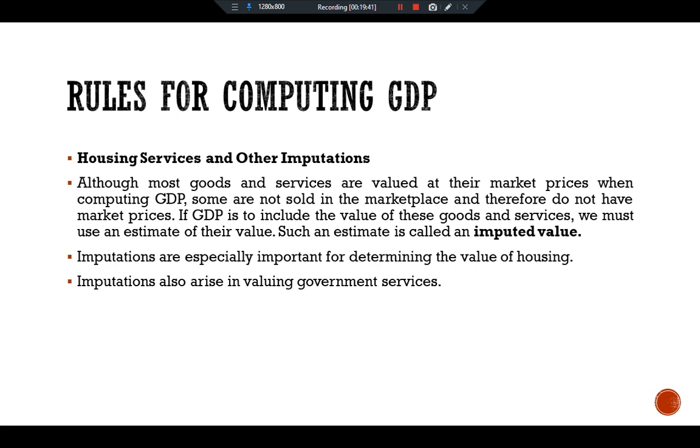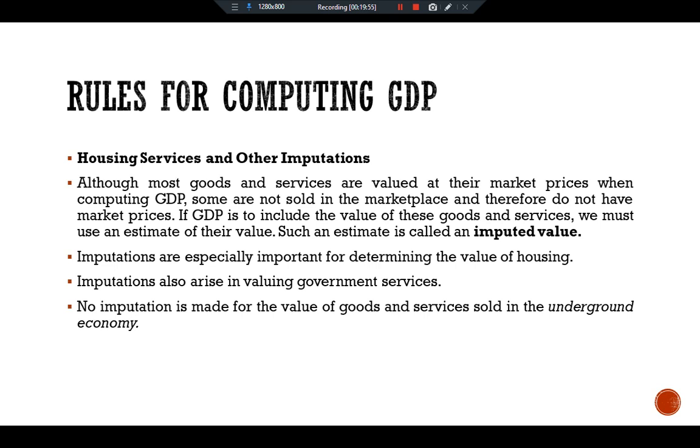For example, meals cooked at home are similar to meals cooked at restaurants, yet the value added in meals at home is left out of GDP. Also, no imputation is made for the value of goods and services sold in the underground economy or black market. The underground economy is the part of the economy that people hide from the government, either because they wish to evade taxes or because the activity is illegal. Examples include domestic workers paid off the books and illegal drug trades.